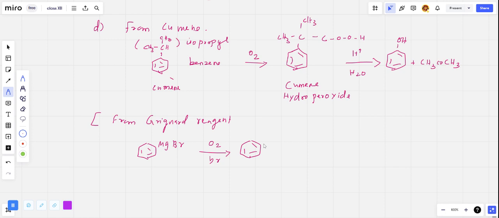First, it gives MgBr O2, which is an adduct, and on hydrolysis it gives phenol. So this is one method to get phenol from Grignard reagent.